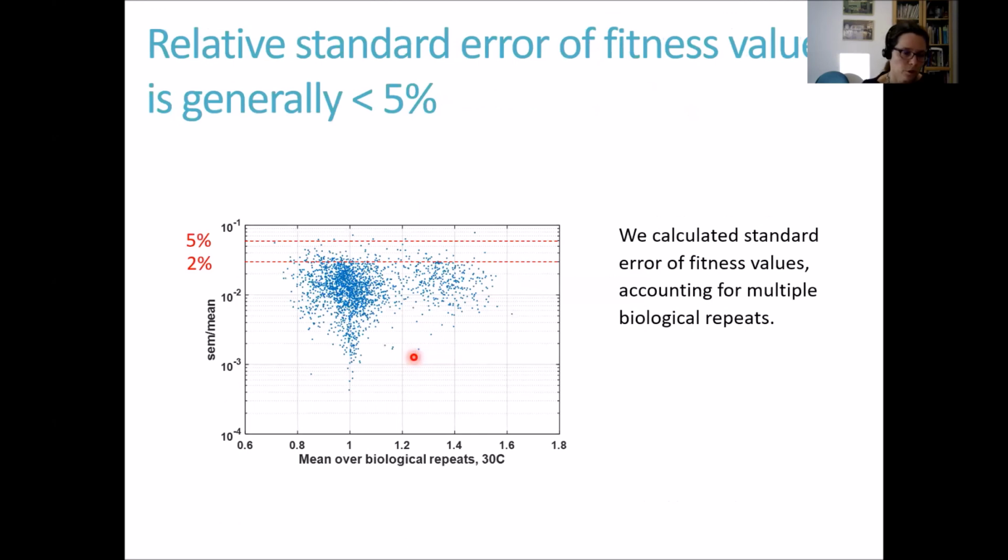So what I'm showing here is the calculation of the standard error of the mean over the multiple repeats of the experiment against the mean value here. So we see here that for almost all of the genotypes, it's below 5%. And for most of them, it's even below 2%. So that's the accuracy that we can relate to the fitness values that we have here.